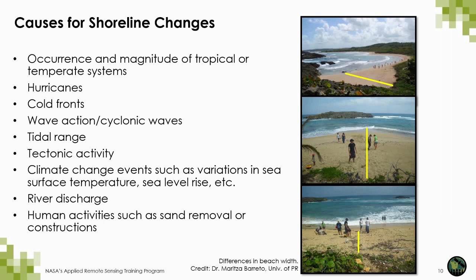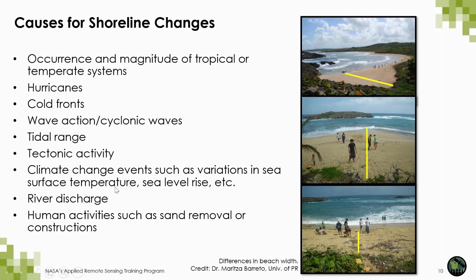Okay, so here are some typical causes of shoreline changes through the years. I'm just gonna mention some of them. Tropical or temperate systems like hurricanes or cold fronts can affect the distribution of different parts of the shoreline. Wave action, and obviously cyclonic waves, can also affect the coastal areas. The tidal range definitely affects the deposition or the erosion of sediments. Tectonic activity, as we will see in a couple of slides, also has an effect on shoreline changes.